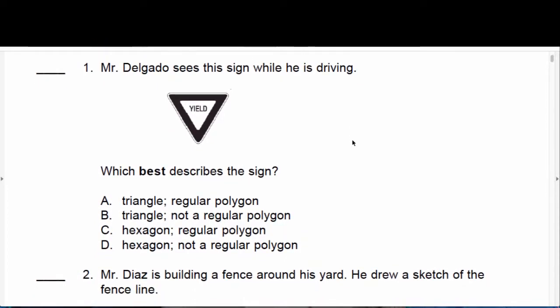Number 1. Mr. Delgado sees this sign while he is driving. Which best describes the sign? A. It's a triangle and regular polygon. B. It's a triangle and not a regular polygon. C. It's a hexagon and a regular polygon. D. It's a hexagon and not a regular polygon.